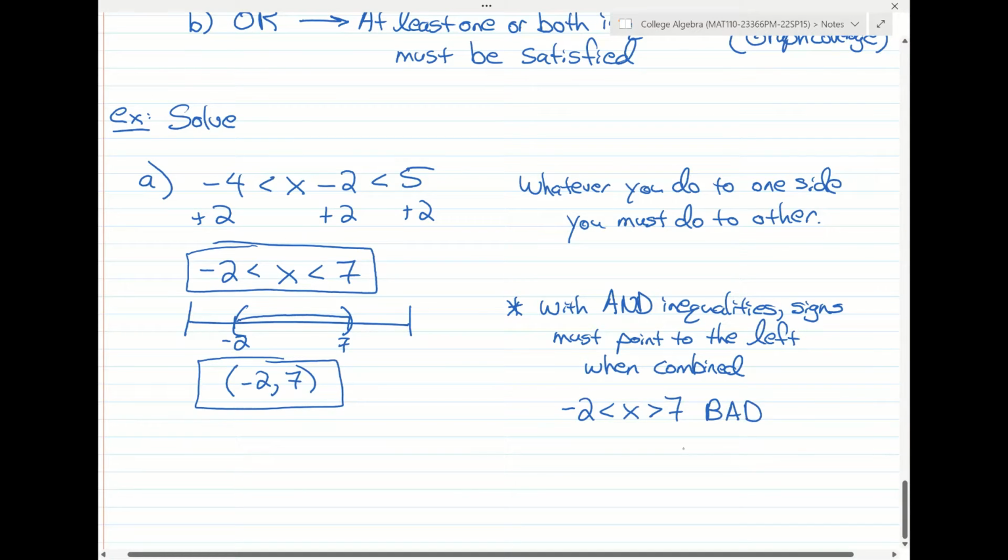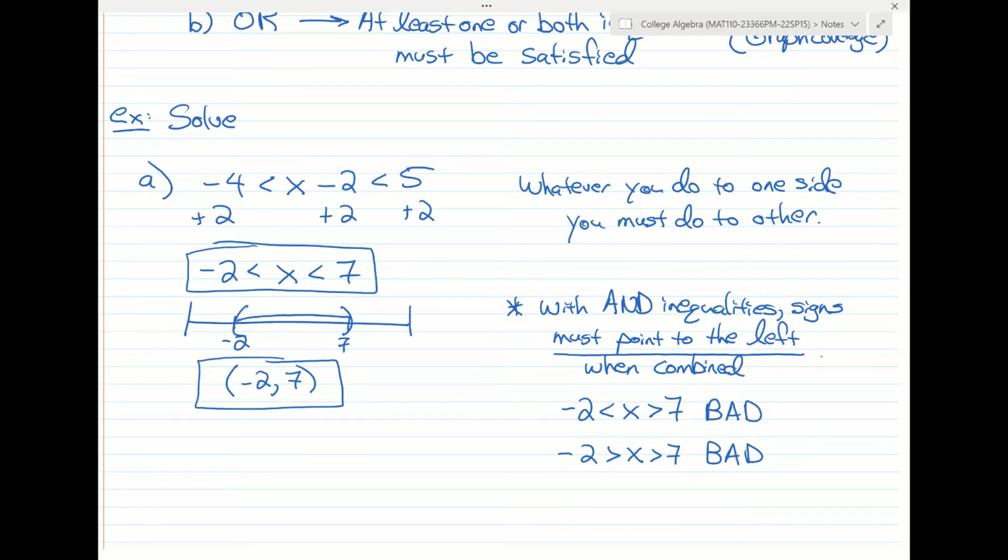And you also don't want to do like -2 is greater than x, which is greater than 7. This is bad too. They must point to the left. If you have an AND inequality like this, where it has to be less than 7 and greater than -2, you have to write the inequality where all the signs are pointing to the left.